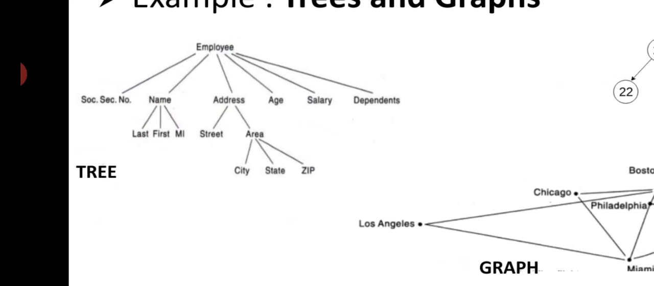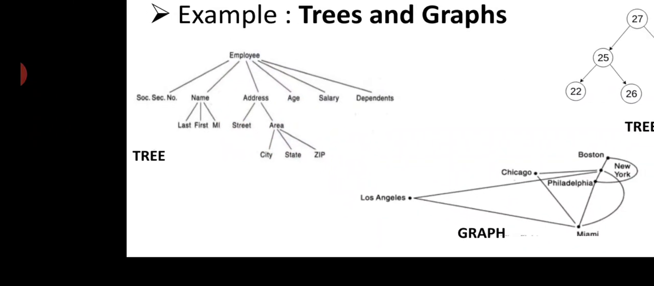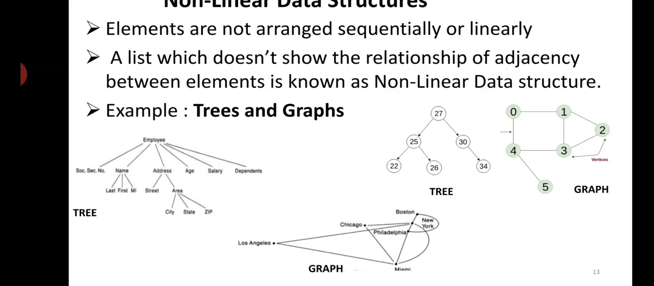See here, employee, social security number. Again, name is divided into last, first, and middle. Again, address is divided into street and area. Next, again, area is divided into city, state, and zip, like this. So this shows the hierarchical relationship. We use a tree data structure. And then graph, when you are traveling between two cities, the intermediate cities can be structured using the graph. Okay, you can see the example here.